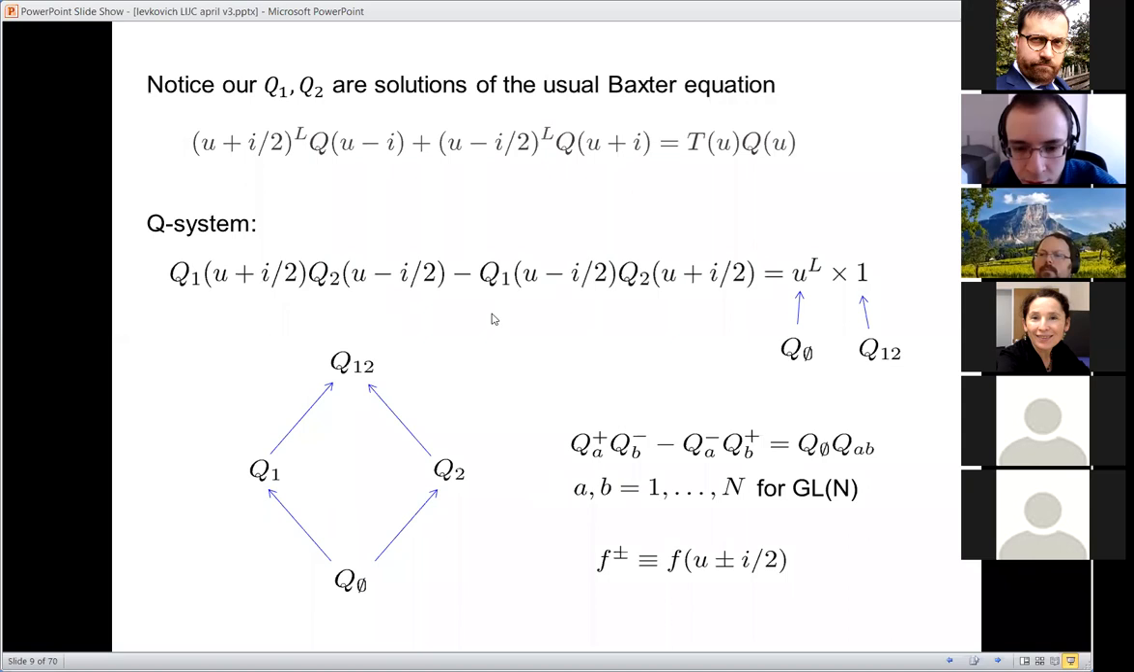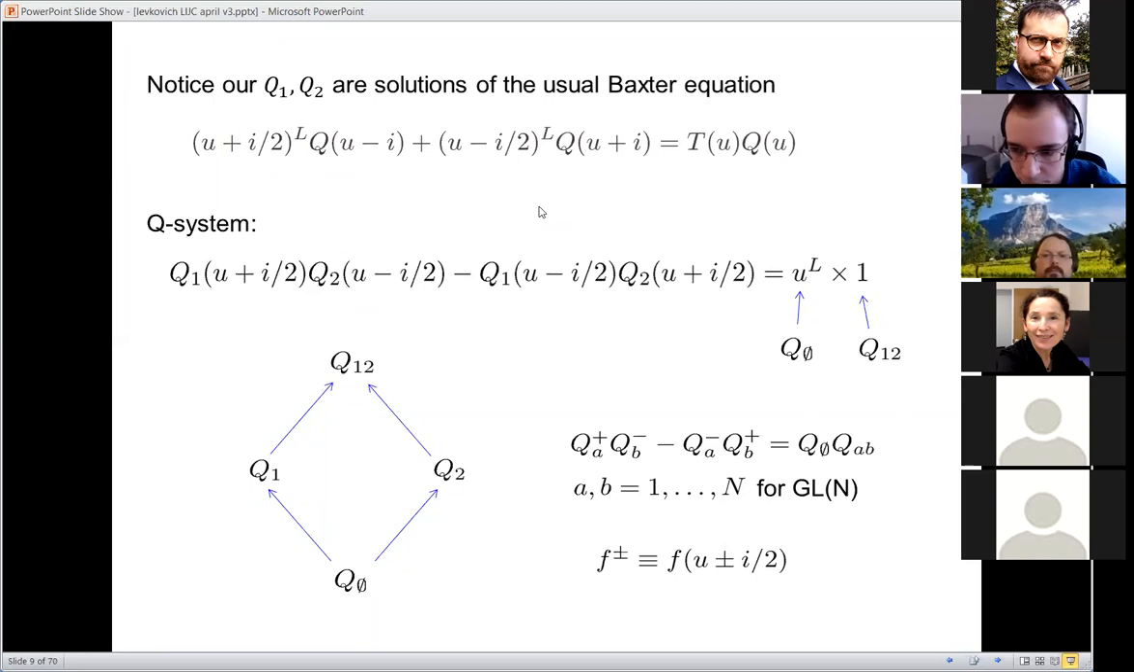And in fact, if you want transfer matrices not in the fundamental but in higher rank representations, then again they are all expressed in a similar way with different shifts. So this is quite a universal formula, which is also important.